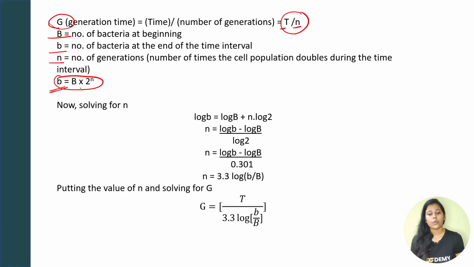Now we are going to solve this to find the value of N. If you take the log on both sides, you will get the equation log b equals log B plus N into log 2, because the power comes down. If you solve this further, you will get N equals 3.3 log b upon capital B. Now if you put this value of N, the number of generations, into the G value, the generation time, you will simply get the formula for the generation time.